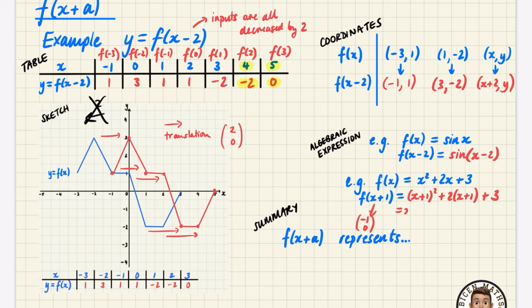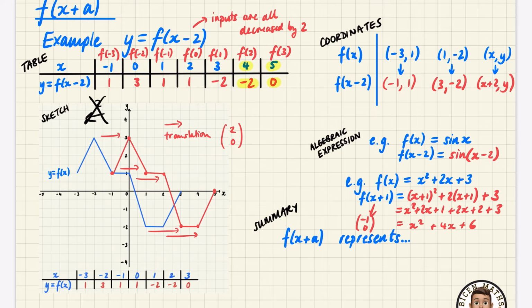If you wanted to, you could very quickly expand these brackets so that you come up with something like this, and then you could simplify the whole thing so that you get x squared plus 4x plus 6. That would be a translated version of this, but this is perfectly good to have as well.